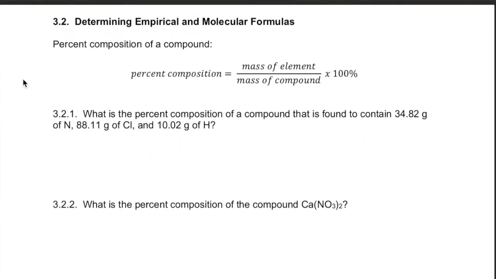So in section 3.2, we are talking about empirical formulas, molecular formulas, and the percent composition by mass that formulas have. Whenever you're finding a percent of something, you have the denominator being your entire sample or the entire thing that you have, and then the thing you want to focus on is in the numerator.